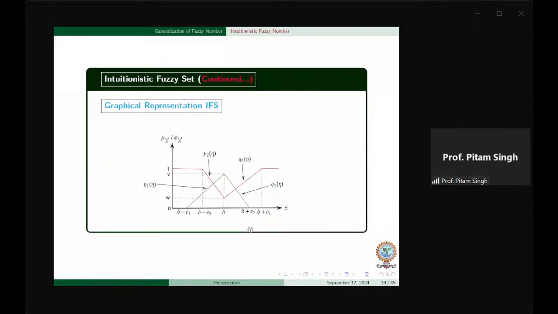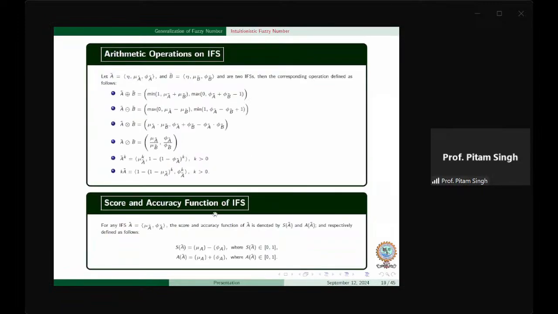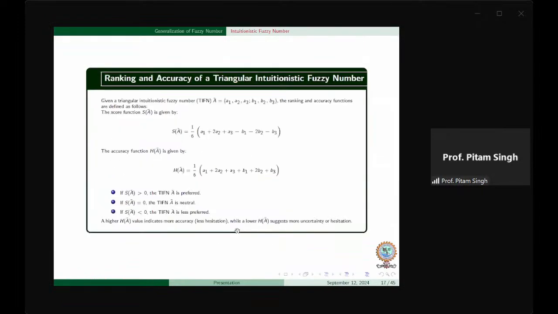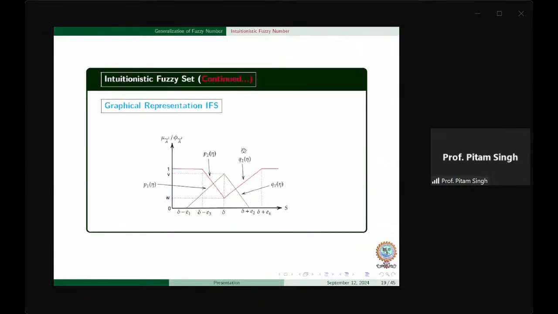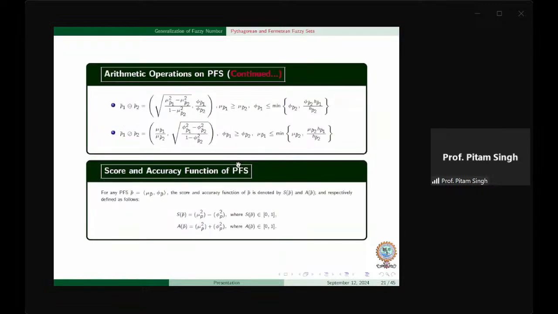Here we have numbers, score functions in numbers, this one. We get this. Like triangular, as you know, this is the part for this minus this. So hesitancy, we can do in this. So Pythagorean fuzzy numbers.